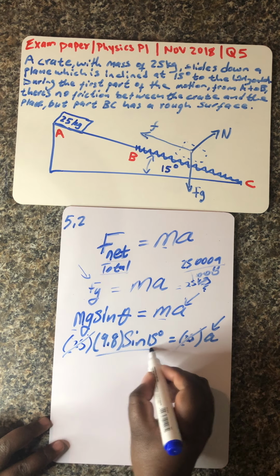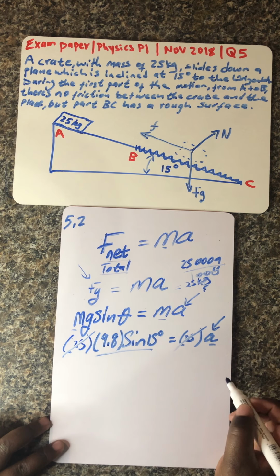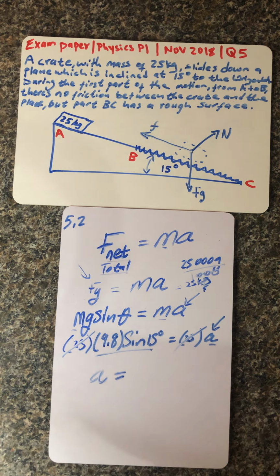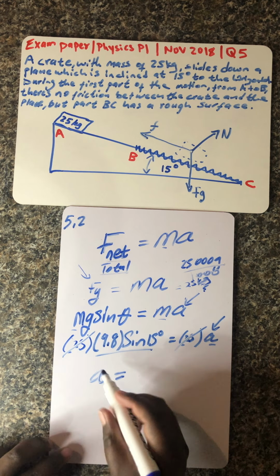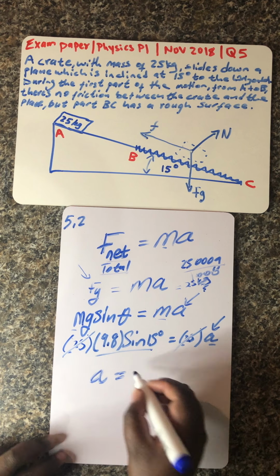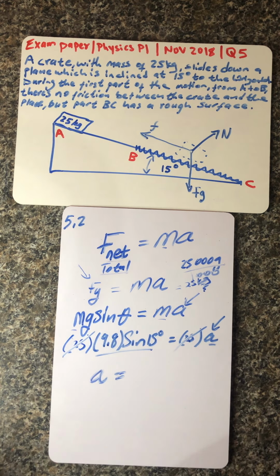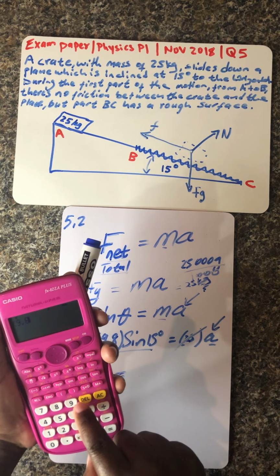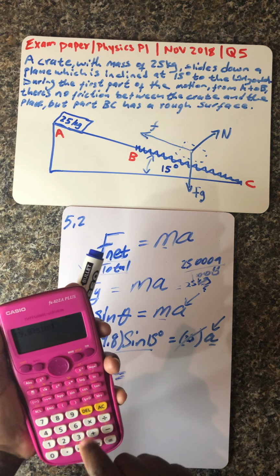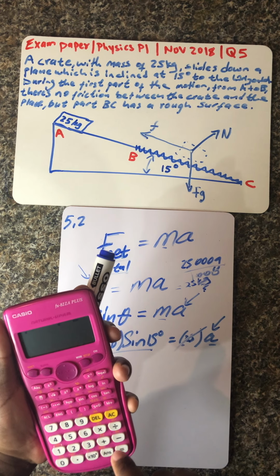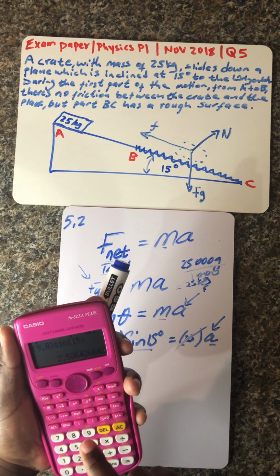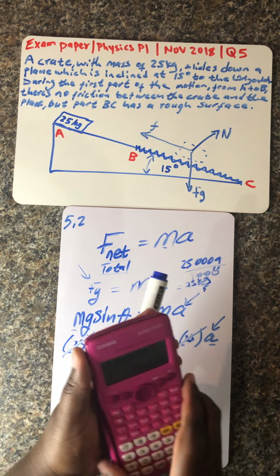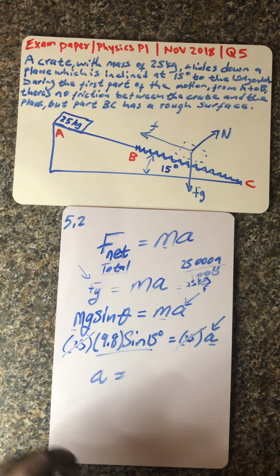Obviously, 25 by 25, they will cancel each other. So that means you punch all of this, it will be equal to A. So that means our A equals, I'm not sure if I'm running out of ink. I hope you're able to see, guys. I'm just going to pull out my calculator, then open bracket, 9.8, close, sine angle, which is 15, it equals 2.5, and then I'm going to round it to 2 decimal places, then it becomes 2.54.